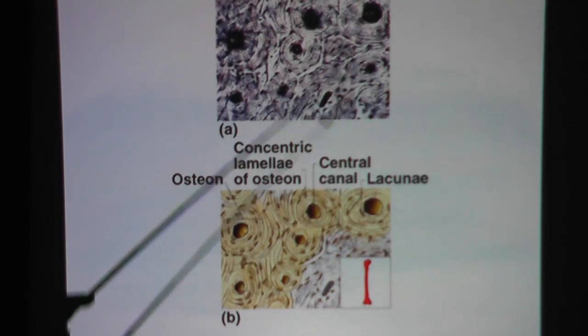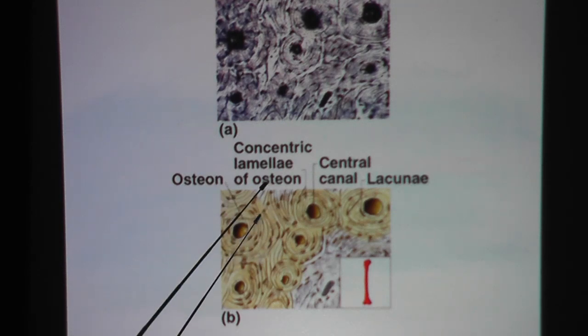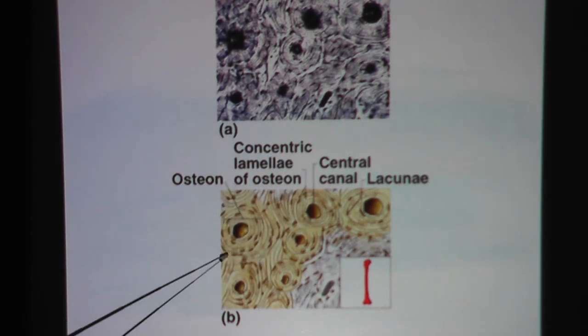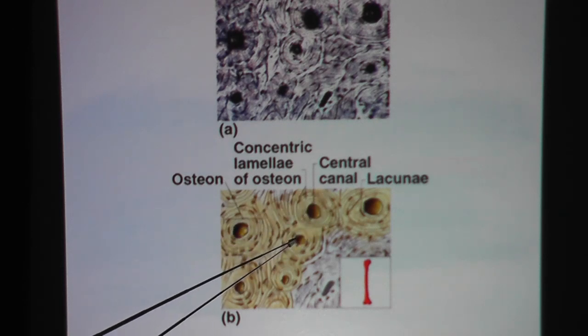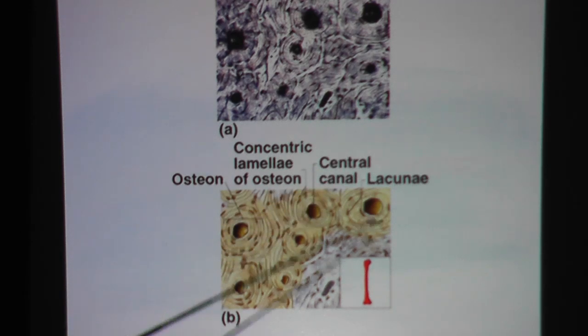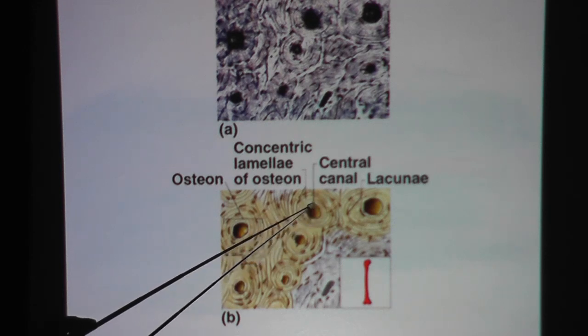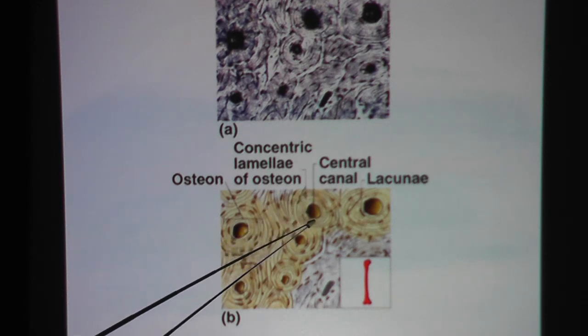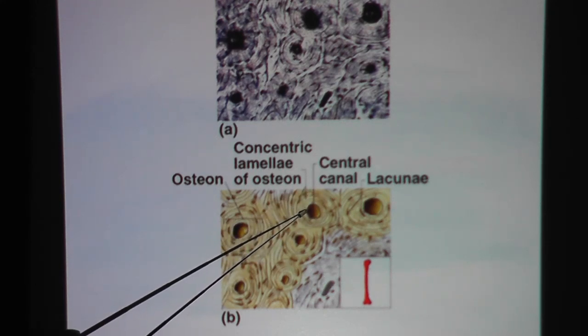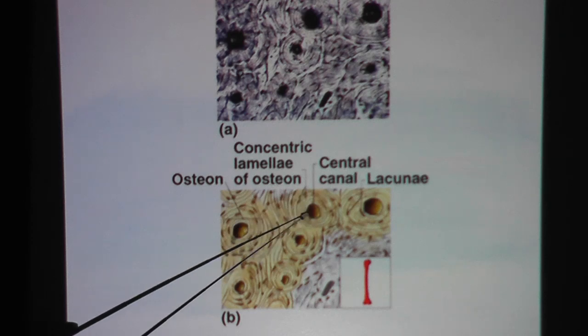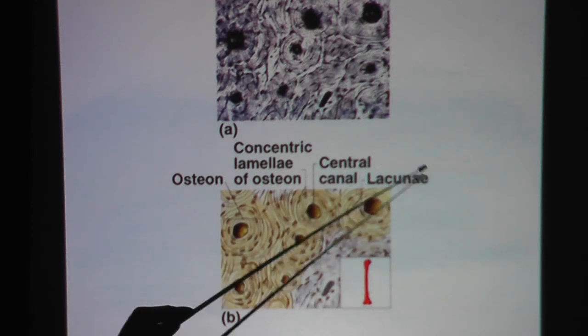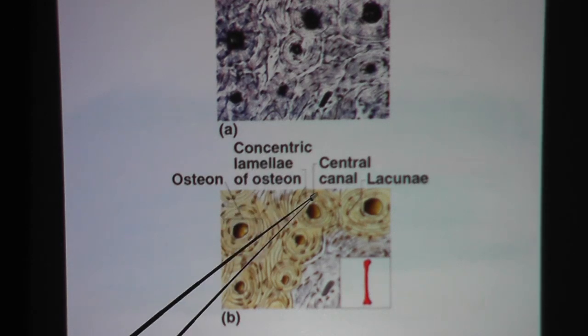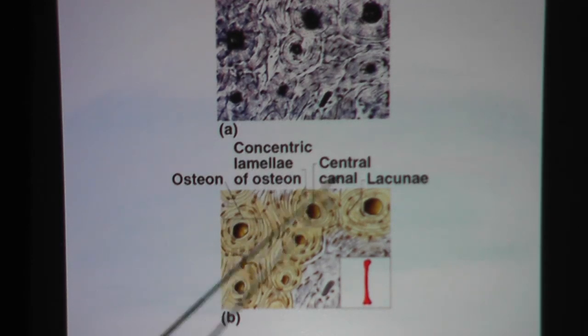Here's a drawing of the same image, but let's look at the drawing because it's easier to see. Once again, each of these circular systems is an osteon. In the middle of the osteon is a central canal, and around the central canal are rings. It looks like a tree that got chopped down. You know how you can tell a tree's age by its rings? Well, instead of rings, we call them lamella. Concentric lamella are all the rings inside each other oriented around the central canal. Those are the concentric lamella of the osteon.